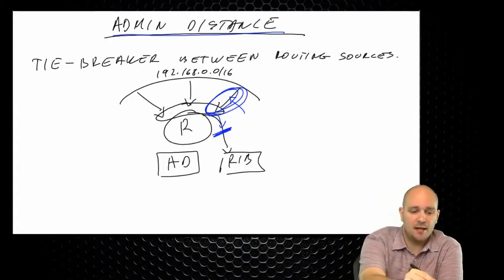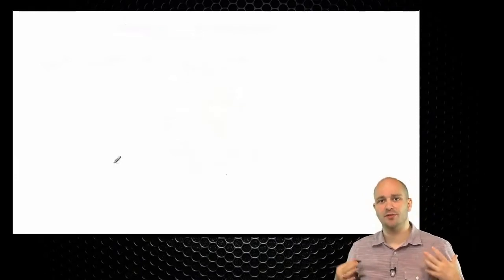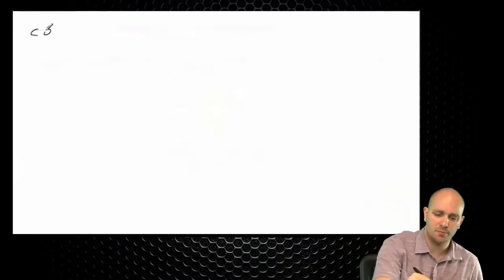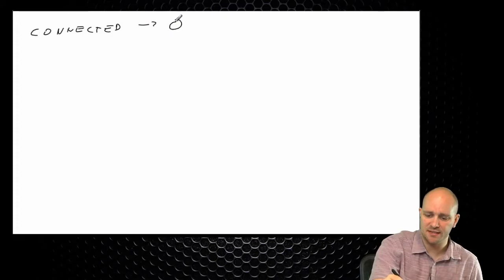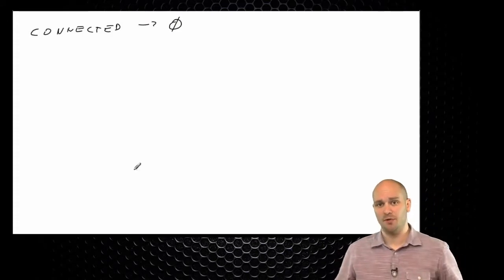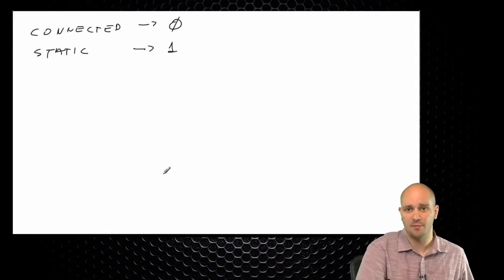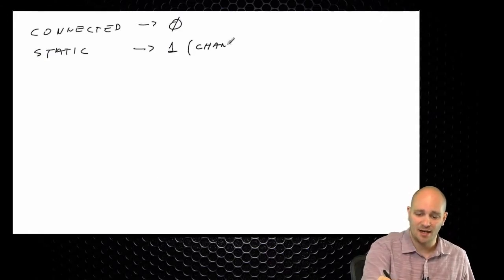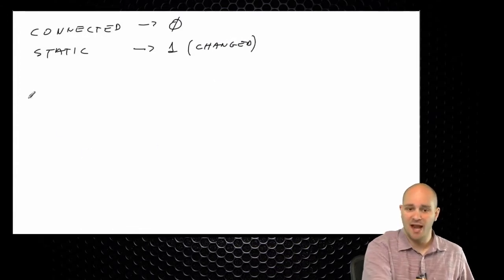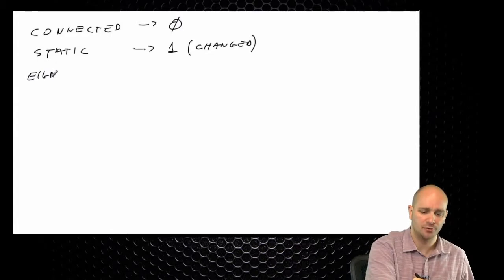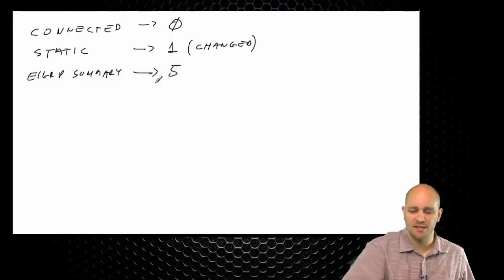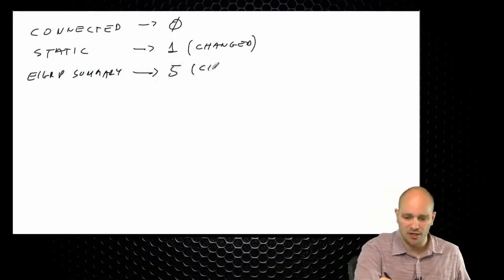Now, different routing sources in Cisco IOS have different routing preference given. For example, the most preferred routes are of course the connected routes. The connected routes have the admin distance of 0, and this is not something that can be changed. This is fixed. Static routes are by default the second most preferred routing source, and they have the admin distance of 1, and this can actually be changed. The next preferred routing source are EIGRP summary routes, and these have admin distance of 5. This also can be changed.